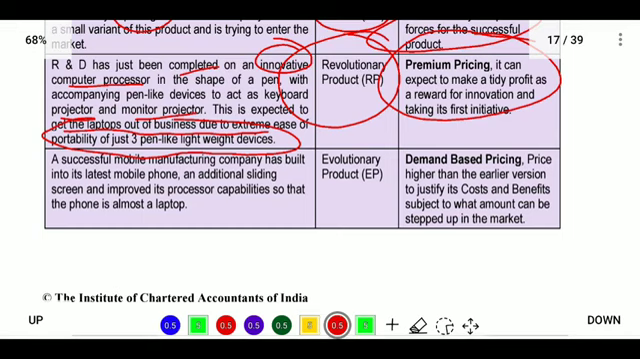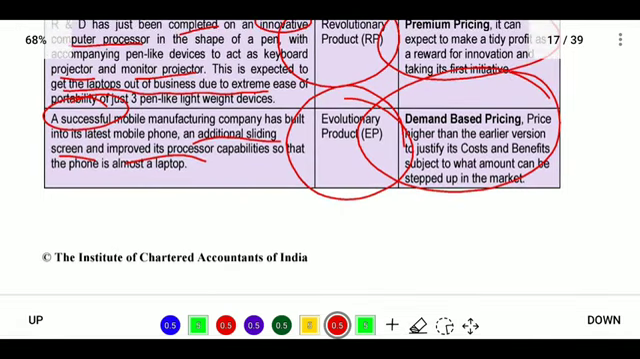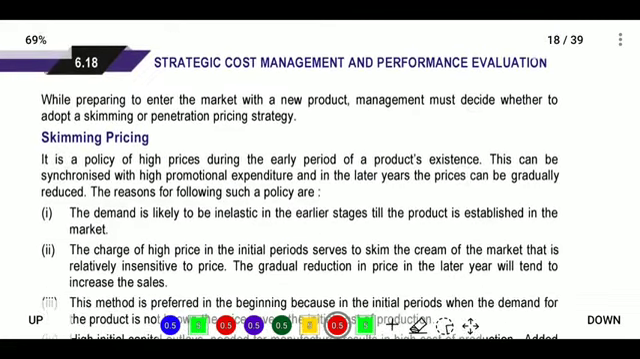Next, a successful manufacturing company has built the latest mobile. It is already existing, so it is adding sliding screens and improving its processor. It is evolutionary. It is demand-based pricing, so the price is higher than the earlier version to justify its cost plus benefits.